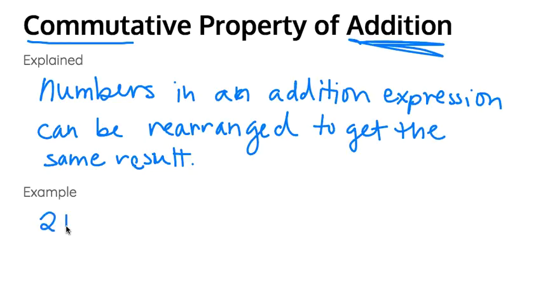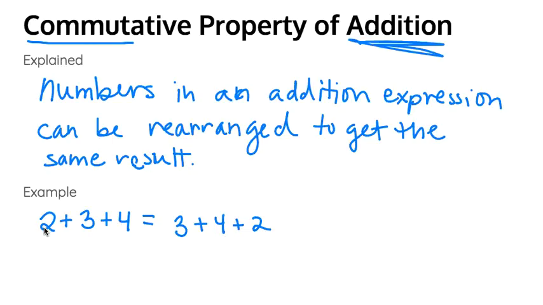So here's an example. 2 plus 3 plus 4. Now we have all addition. That's the first goal. The minute you have a mixture of anything else, it's done. You have to have all addition. What this is telling me is 2 plus 3 plus 4 would be the same thing as 3 plus 4 plus 2. I have all the same numbers, they're just in a different order.